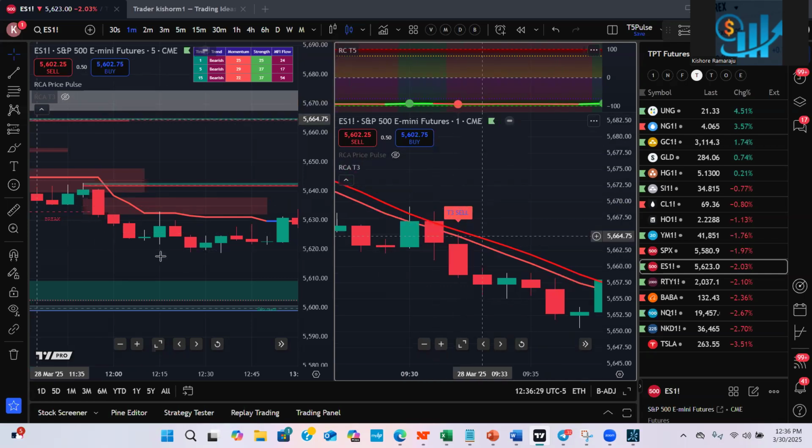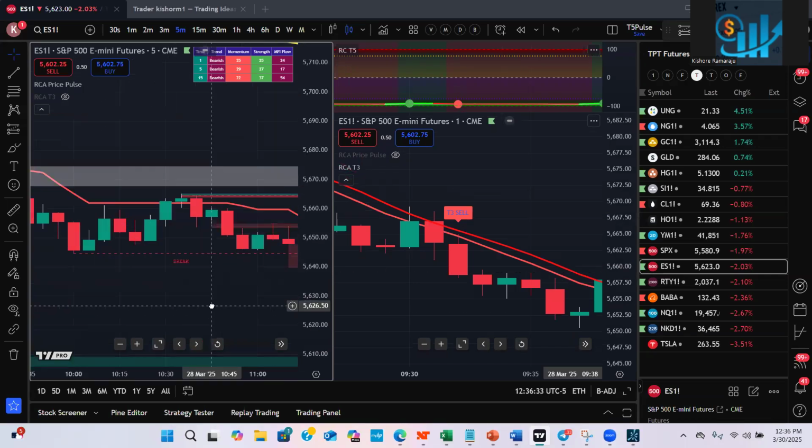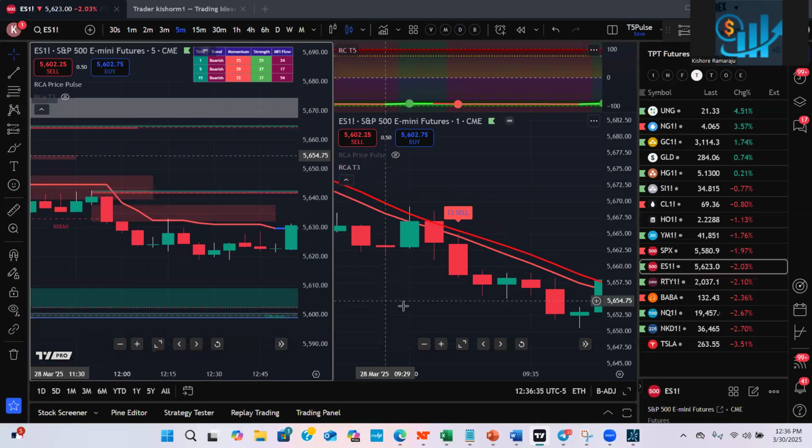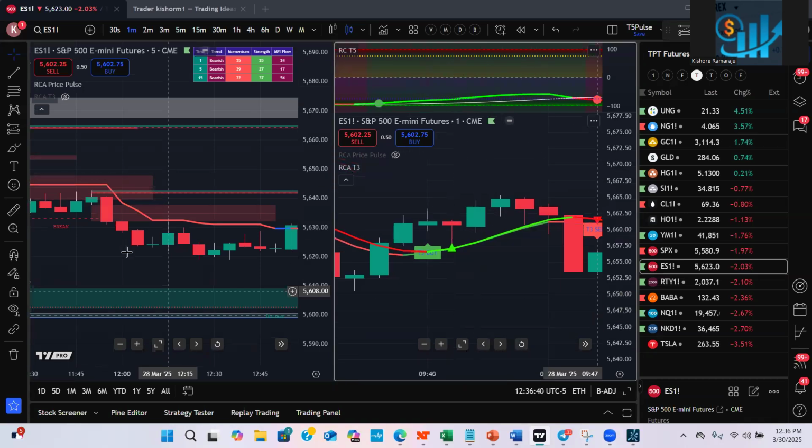Whenever you get a sell, check here: in 5 minutes, am I in sell or not? If you are in sell, that means that is a good one. So here you are in sell. Here you got a buy, you will ignore it. Always your 5 minutes is your priority. If you get a buy, you just close the short trade and wait.